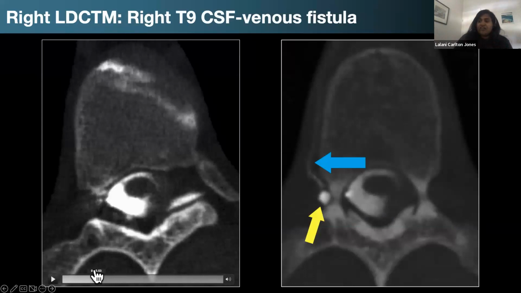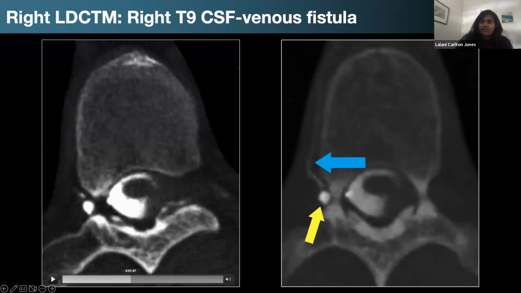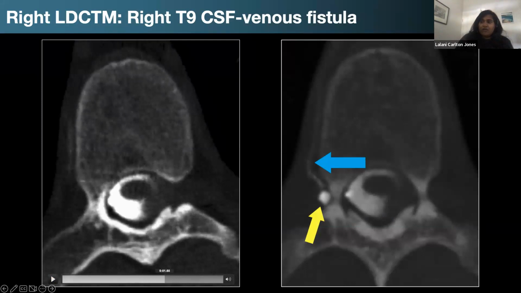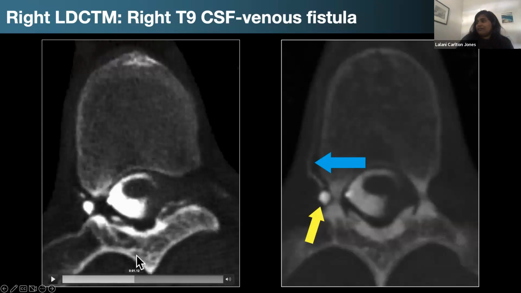Okay, so we can see that there's layering here of contrast on the right side because the patient's lying on the right side. Here you see that it's filling this diverticulum, and right in front of it, you see that there is this vein that starts to drain, and then it runs in a paraspinal location, heading off to drain to the azygos. Now, that draining vein is not the fistula. That's just the draining vein. The fistula occurs around this diverticulum.